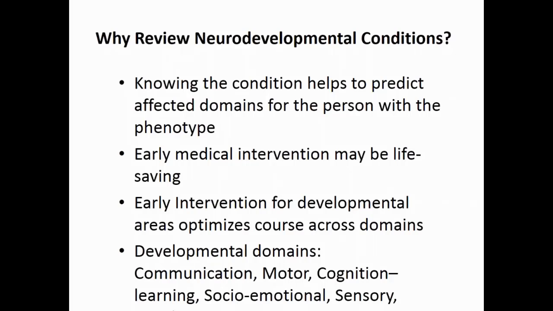Many genetic conditions also have predictable areas that are affected, and knowing about these allows earlier intervention and improving outcomes across various domains. Later in school, knowing about the pattern of educational needs may optimize educational planning, and knowing about genetic conditions can be important for family decisions and for family planning.